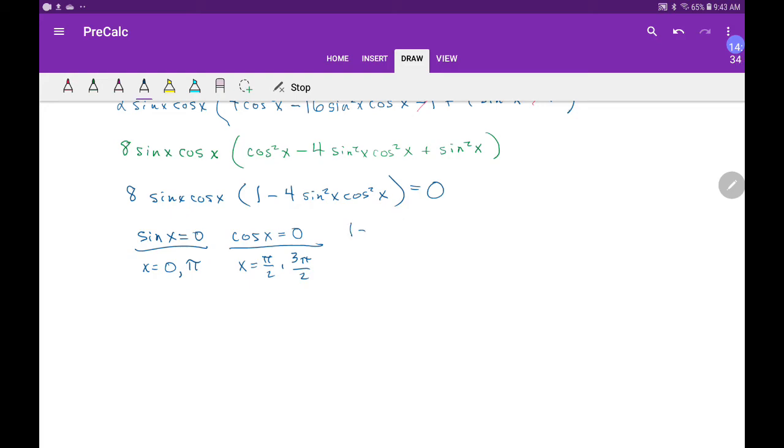Can I just move that over and just say equals to 1? Let me say, I set this equal to 0. Maybe I shouldn't do that. For purposes of clarity, let me just go ahead and say this. That's equal to 0. So therefore, when I move it to the other side, I'm going to say that sine squared x cosine squared x is equal to 1/4, right?